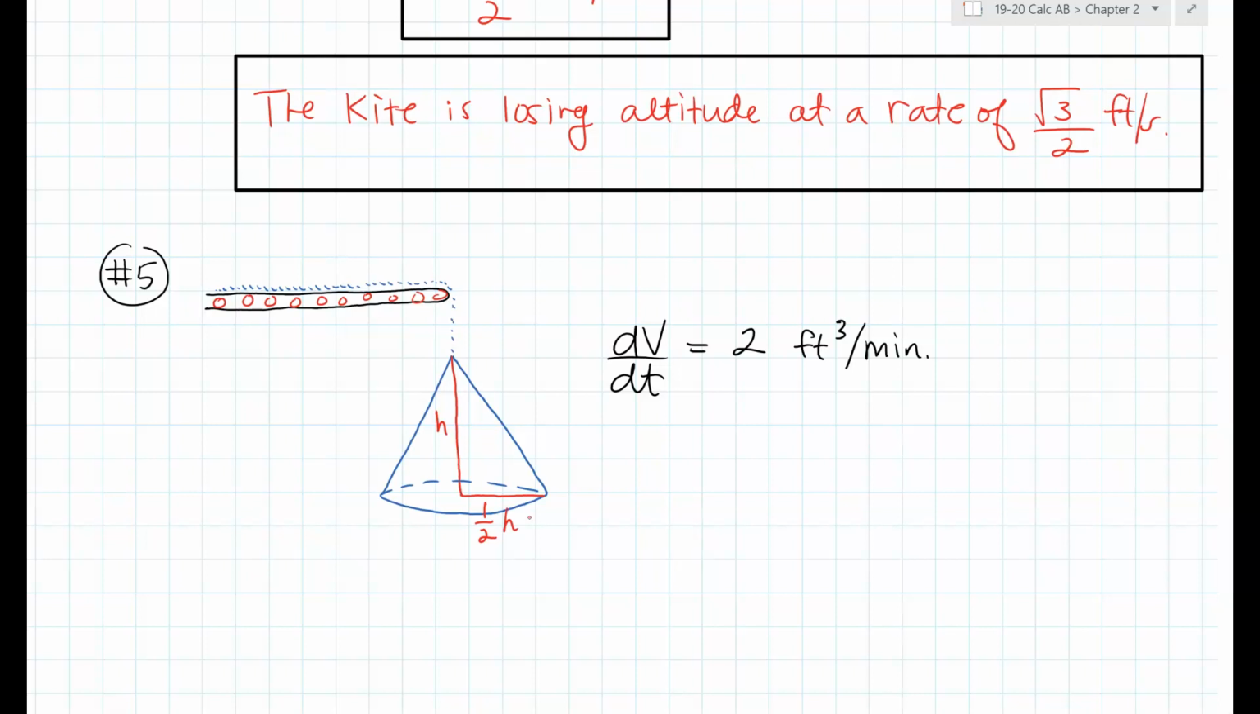So let's see. The sand pile, the cone height and the base diameter are equal. It says, at what rate is the height of the pile growing? So they want dh/dt. So it's good that I have h's there. dh/dt. At what rate is the height of the pile growing when the pile is 5 feet high? When h equals 5 feet. Okay, so that's what we're looking for.